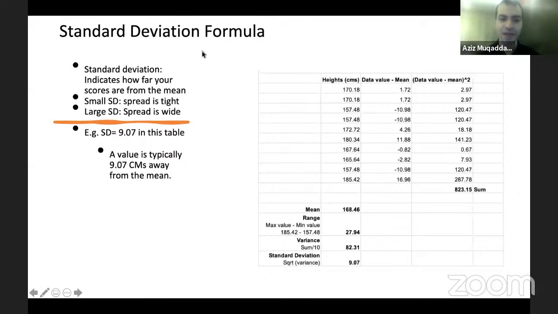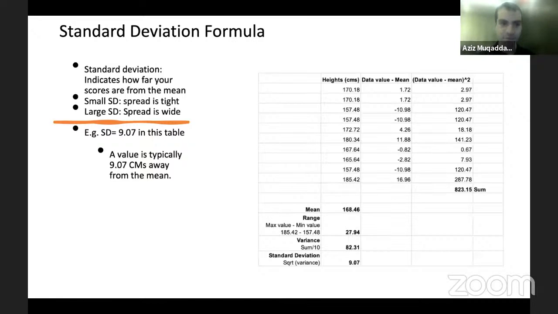To give an example of how standard deviation could be useful to understand the data, look at this table on this slide. Assume you have a number of people, and these are their heights in centimeters, so we're using the metric system here. These are the actual heights: 170 centimeters, 180, 157, and so on. Here the mean is 168.5. The range, which is basically the highest value, in this case 185.4, minus the lowest value, 157.5, is around 28.